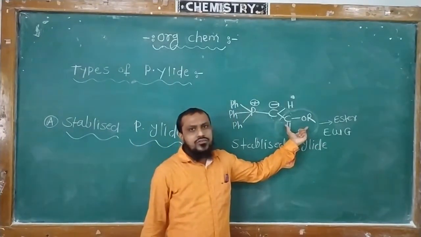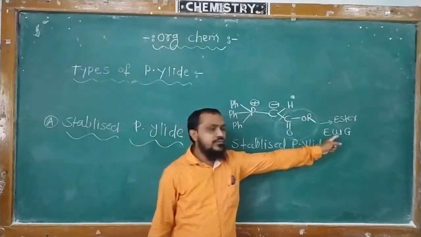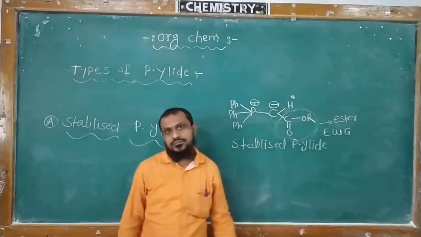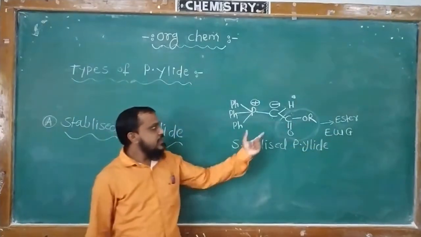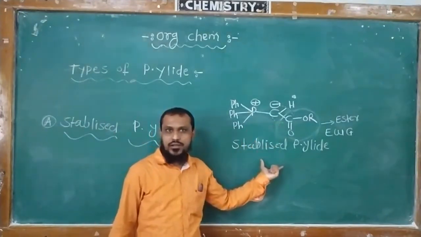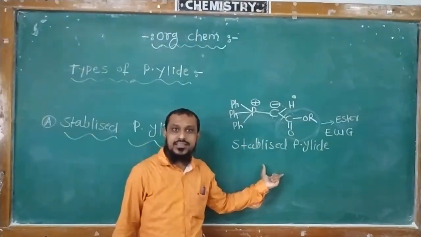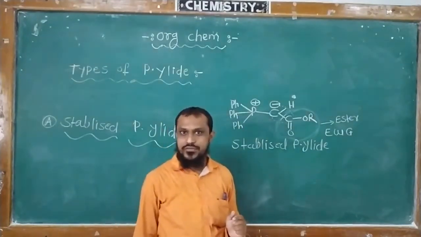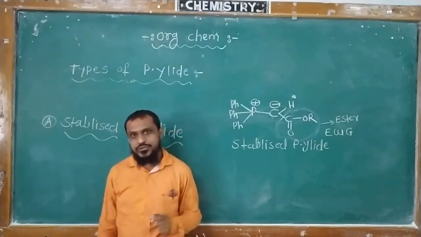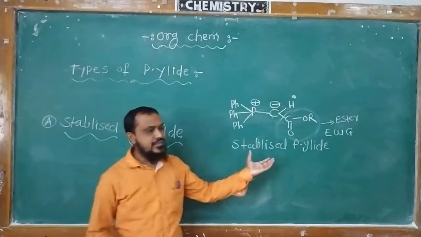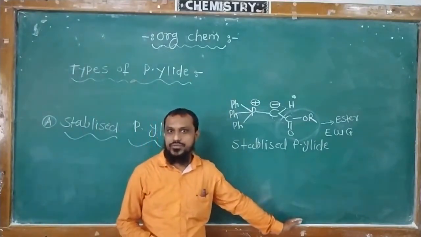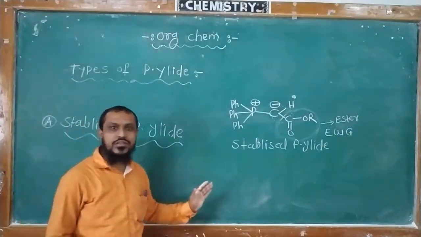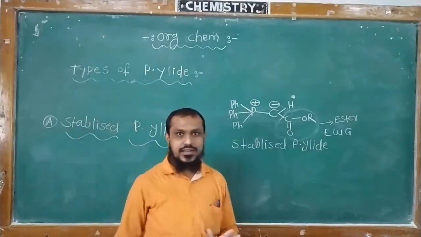Here we can also use various types of electron withdrawing group. And we know that this phosphorus Ylide is stable, but it is highly unreactive, because stability is inversely proportional to the reactivity. So this is the definition and explanation of stabilized phosphorus Ylide.